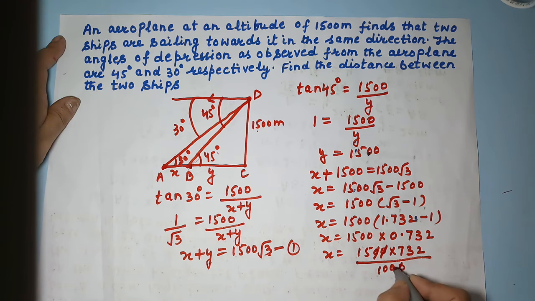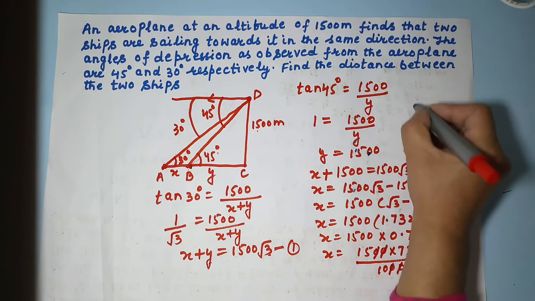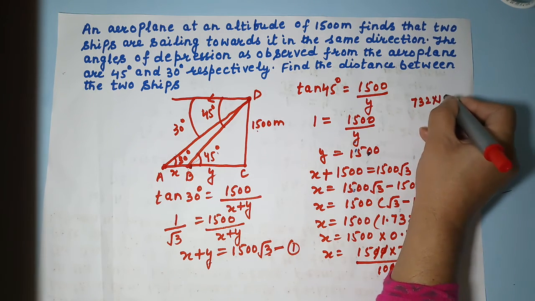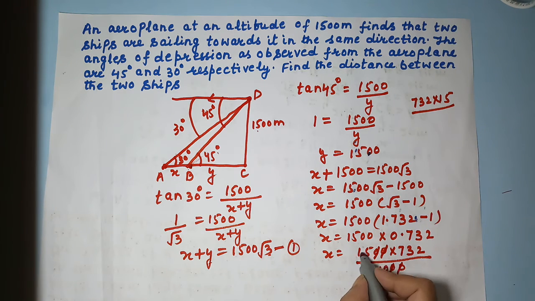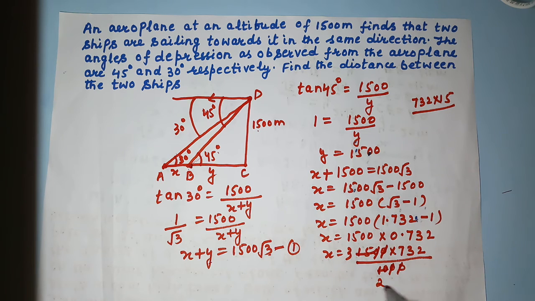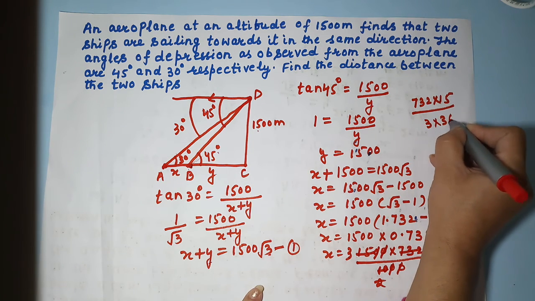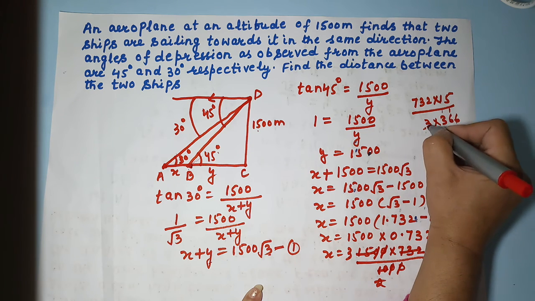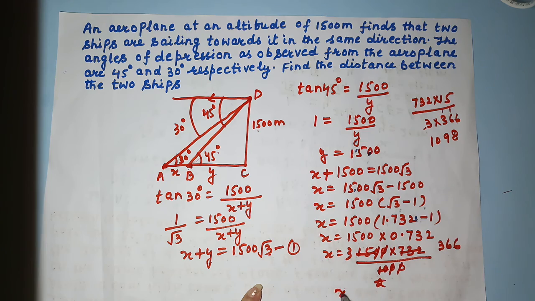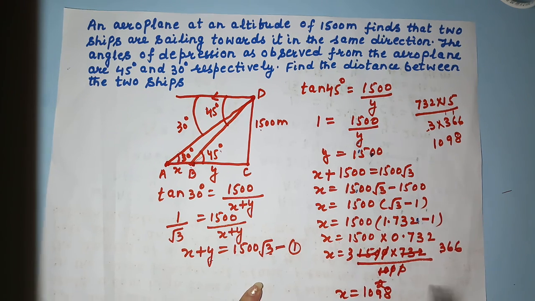So the zeros will cancel. Now we will multiply 15 into 732. Let's multiply. 732 into 15 is how much? 5 threes are 15, 5 twos are 10, then 2 threes are 6, 2 sixes are 12. So I have 3 into 366. So what is 3 into 366? 6 threes are 18, 6 threes are 18 and 1 is 19, 1 carry, 3 threes are 9 and 1 is 10. So my x is 1098 meters.